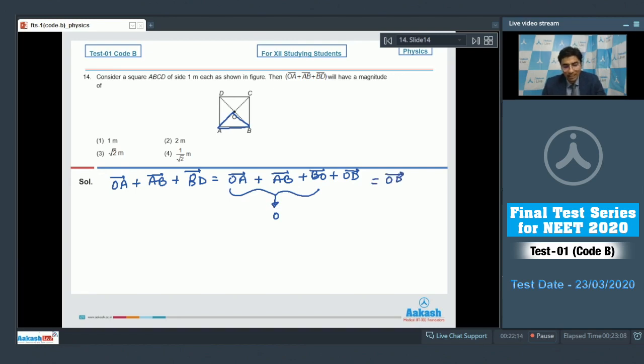Now dear students, the magnitude of OD is actually half of the diagonal. So that will be half of the diagonal, that is √2, and therefore the magnitude of this vector addition will be equal to 1 by root 2 meters, meaning that for this question the correct answer is option number 4. Now let us proceed to question number 15.